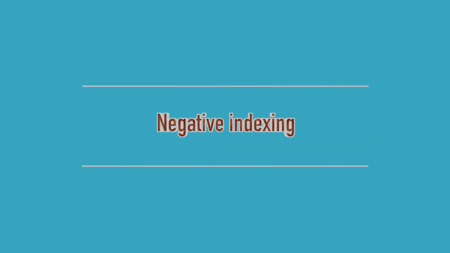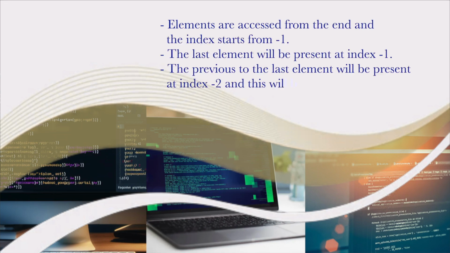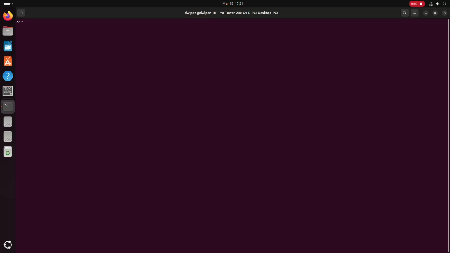Now let us discuss the negative indexing approach to access tuples. In case of negative indexing, elements can be accessed from the end, and here the index starts from -1. This means the last element will be present at index -1. The previous to the last element will be present at index -2, and this will be continued till the first element is reached. Let us demonstrate the use of negative indexing.